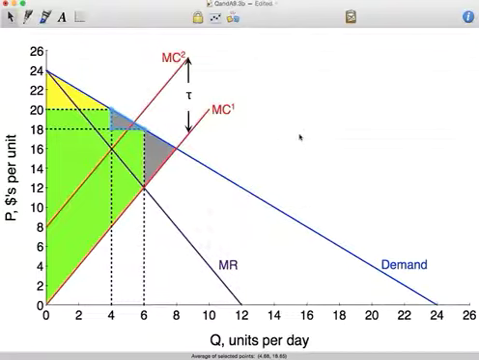So let's take a look now at what happens on the producer side. Well, we already stated that output is decreasing from 6 to 4.